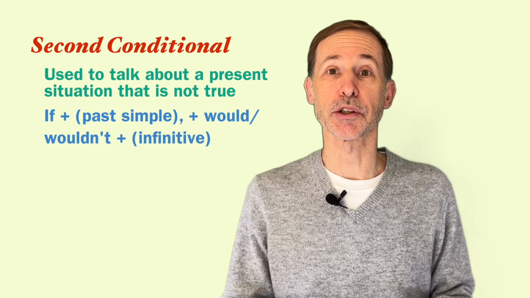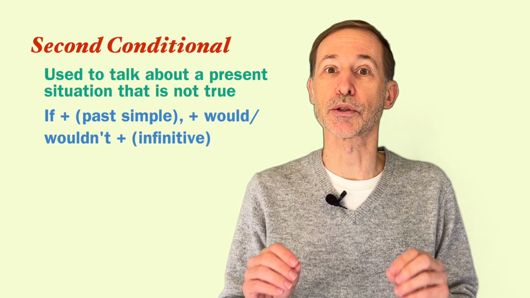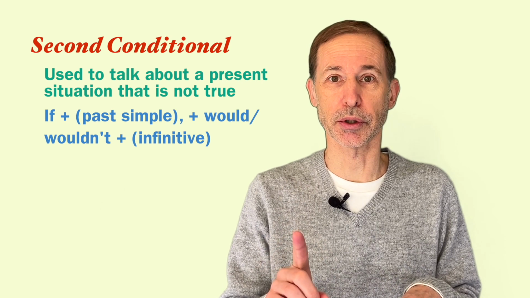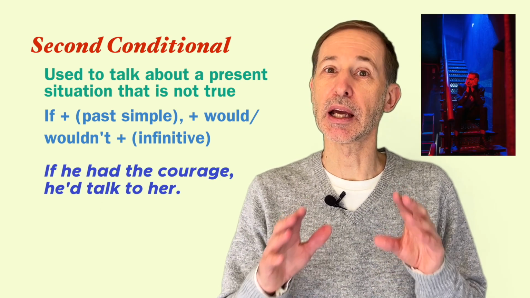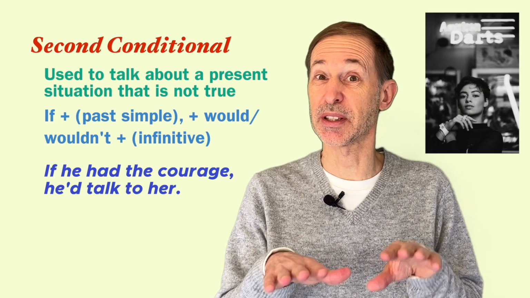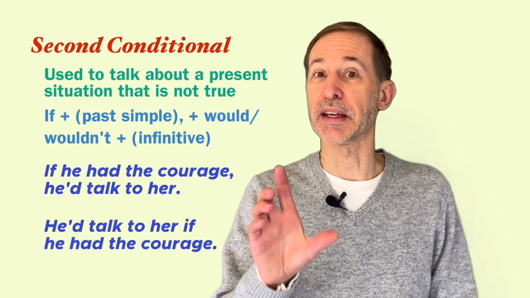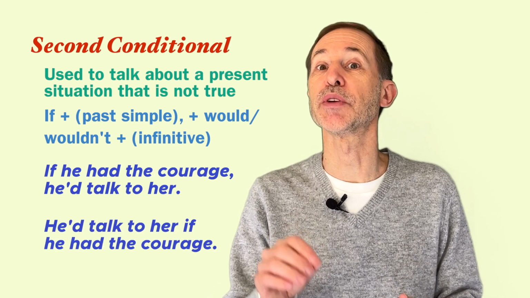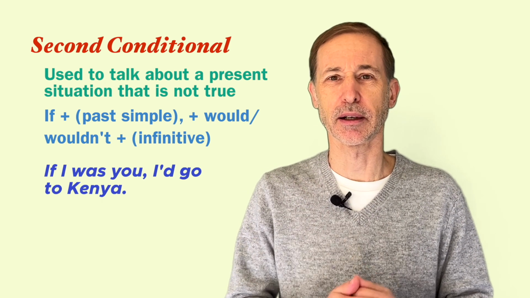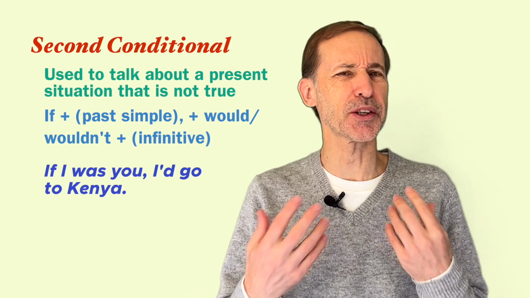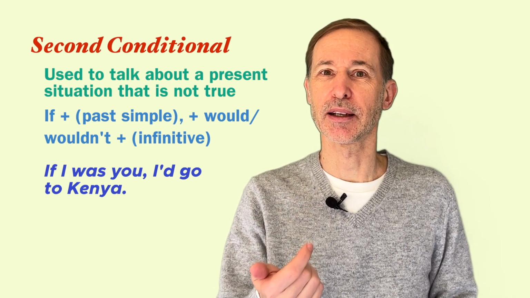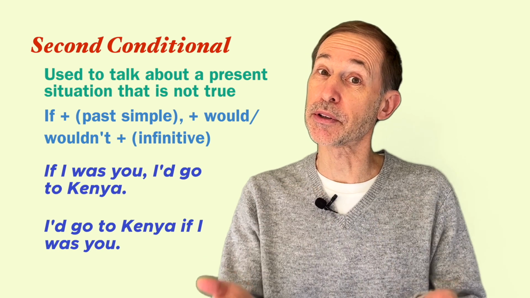The second conditional can also be used to talk about a present situation that is not true. If he had the courage, he'd talk to her. So he doesn't have the courage, so that present situation is not true. Or the other way, he'd talk to her if he had the courage. If I was you, I'd go to Kenya. But of course, I'm not you, so that's not true. Or the other way, I'd go to Kenya if I was you.